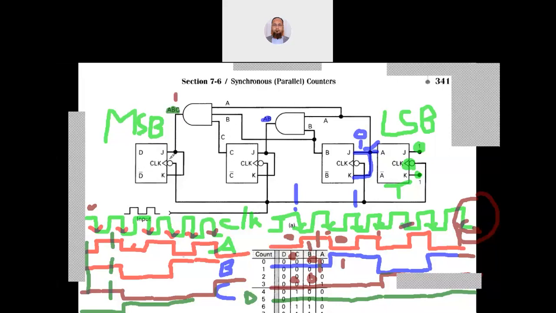Okay, so it will remain in the high state, the D flip flop will remain in the high state until J and K becomes 1 again. Okay, means ABC becomes 1 again. So it will remain in the high state until the ABC becomes 1. Okay, so after this you can see that all the flip flops change state.